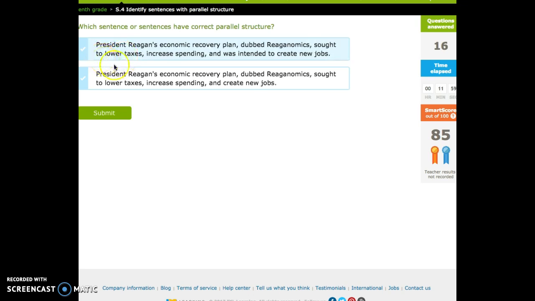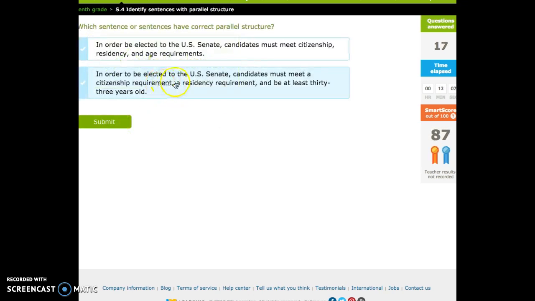To lower, to increase, to was intended. No. To lower, to increase, to create. Yeah. Meet citizenship, meet residency, meet age requirements. Yeah, we're good. A citizenship requirement, a residency requirement, be at least 30. No. You have noun, noun, verb.